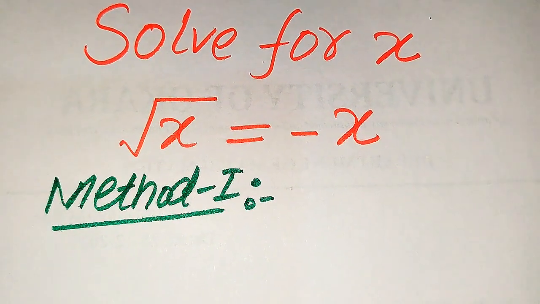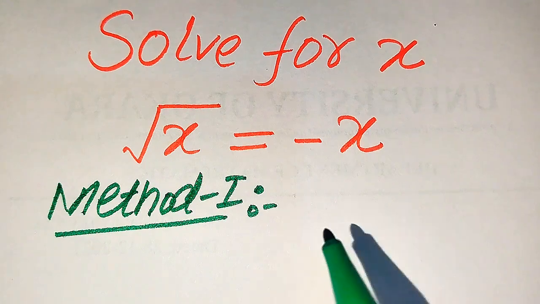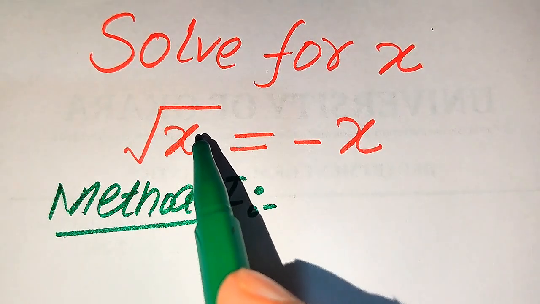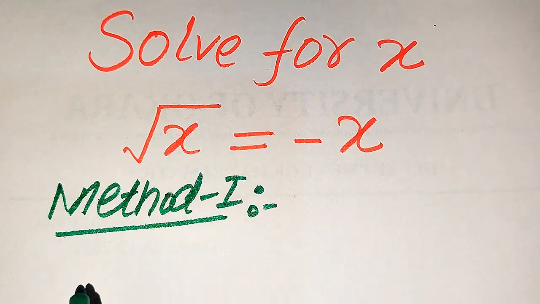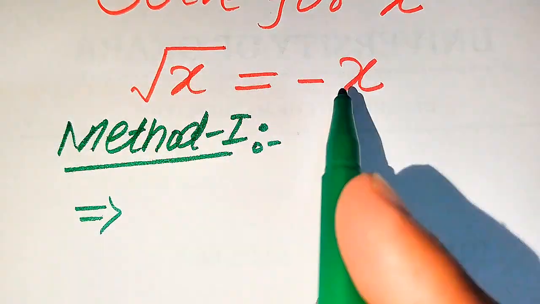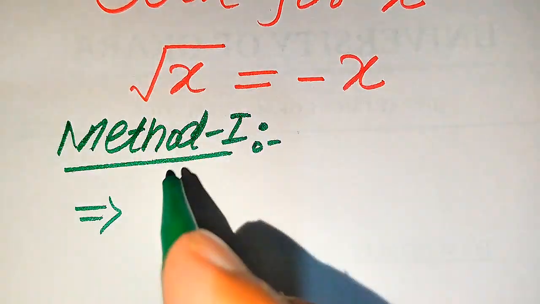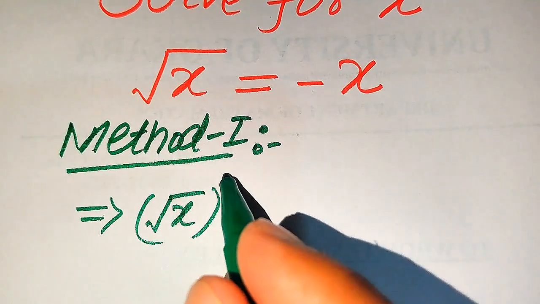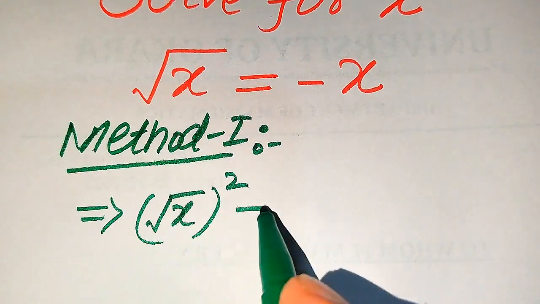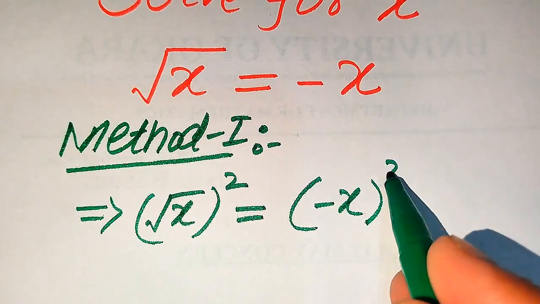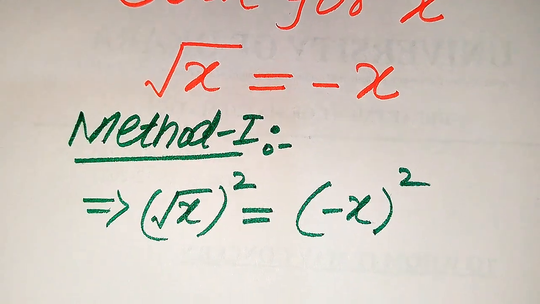So in the first method, our first target is to eliminate this square root sign from the left hand side. In order to eliminate this square root sign, we need to square both sides of the given equation. After squaring, it will be written as the square root of x, whole squared, equals minus x, whole squared.